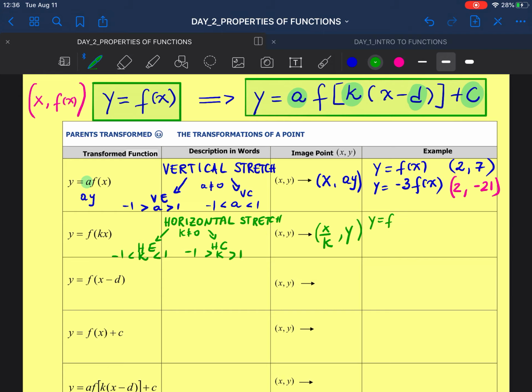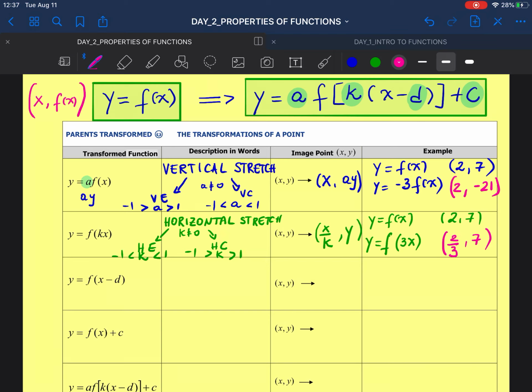So here is an example. If we have y equals f of x, and on y equals f of x we have a point with coordinates (2, 7), and we have transformed f of x to make it f of 3x, that means that the new point will have the coordinates x equals 2 divided by 3, and the value of y this time will stay the same, so 7.